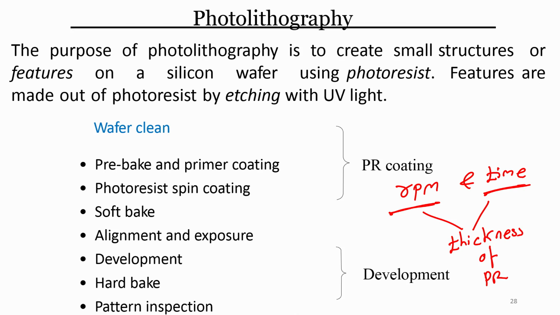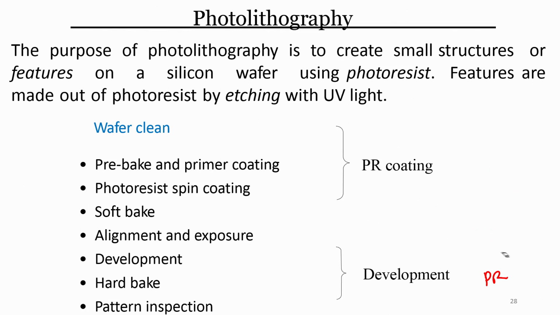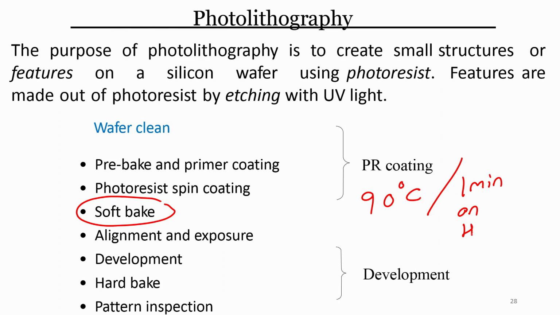Once we perform spin coating with photoresist, we go for soft bake. In a conventional situation, soft bake is done at 90 degrees centigrade for 1 minute on a hot plate. This time would vary if I use an oven. After soft baking, I have to perform alignment and exposure.